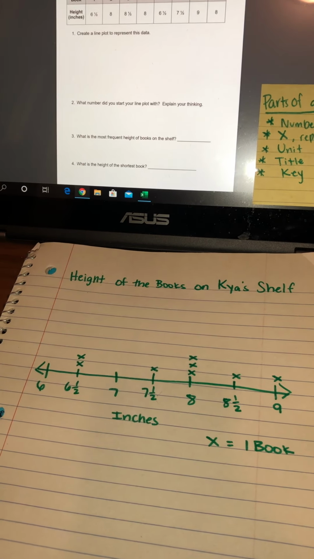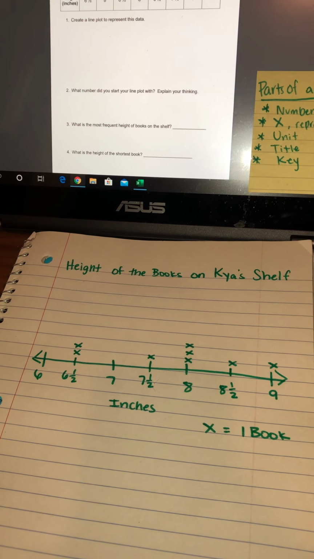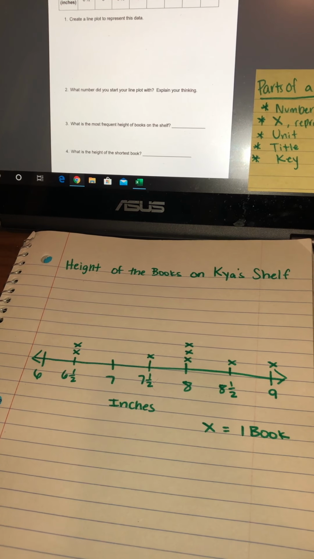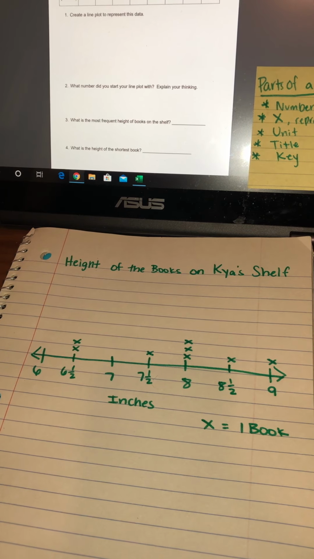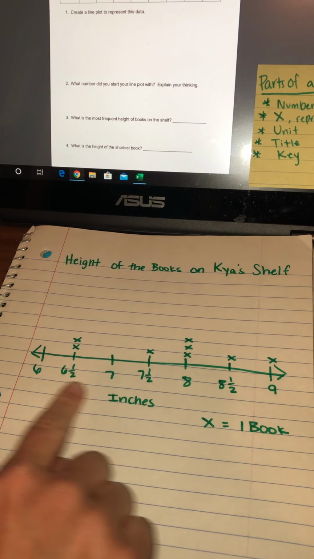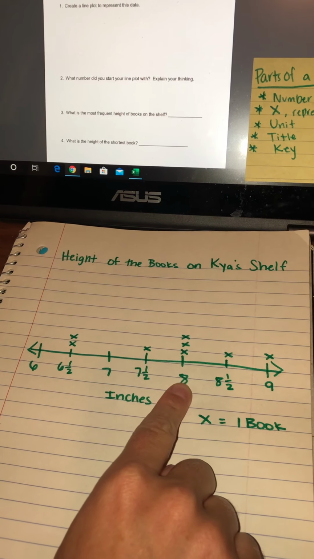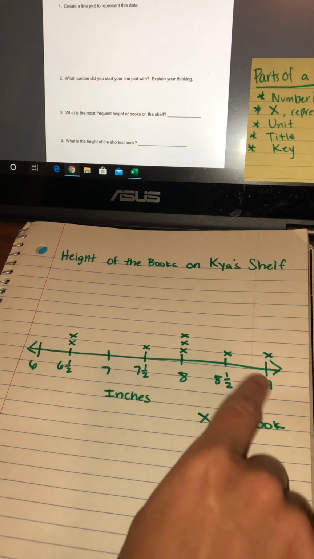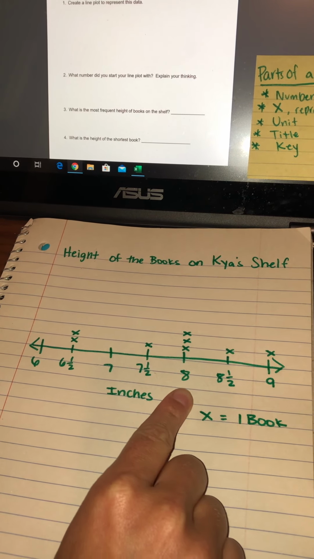The next question, number 3, what is the most frequent height of the books on the shelf? Frequency, as a reminder, is how often something occurs. So I'm going to look for the number that has the most x's. I see number 8. It has 3 x's, and it goes up the highest of all the other numbers. So the most frequent is 8.